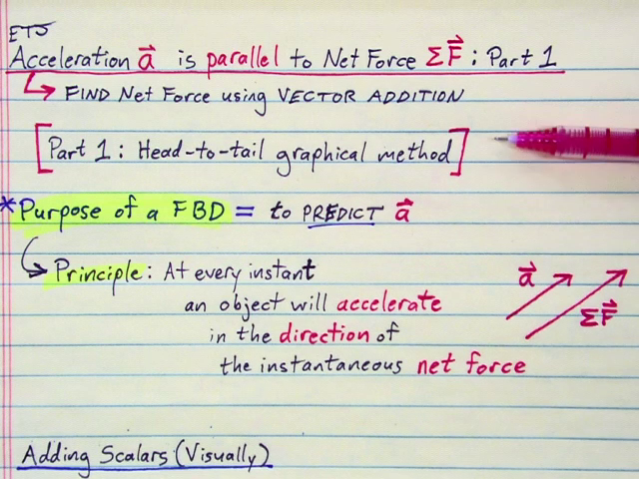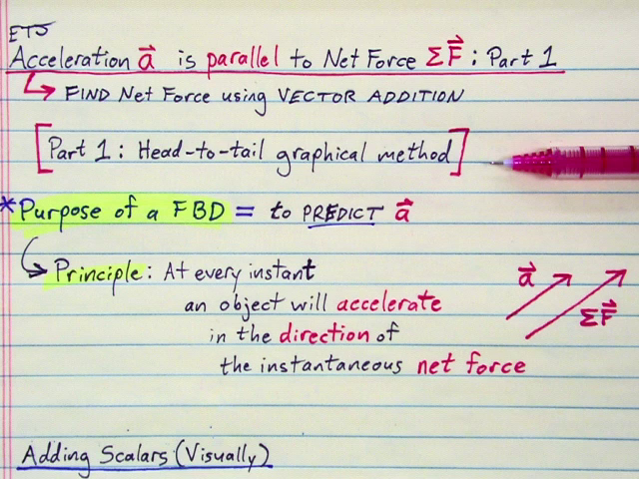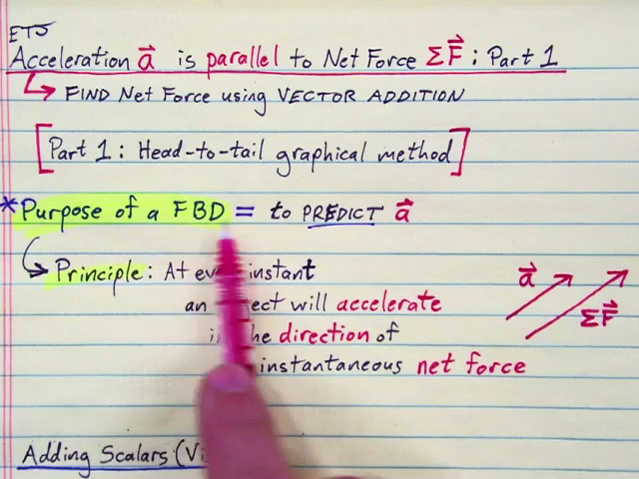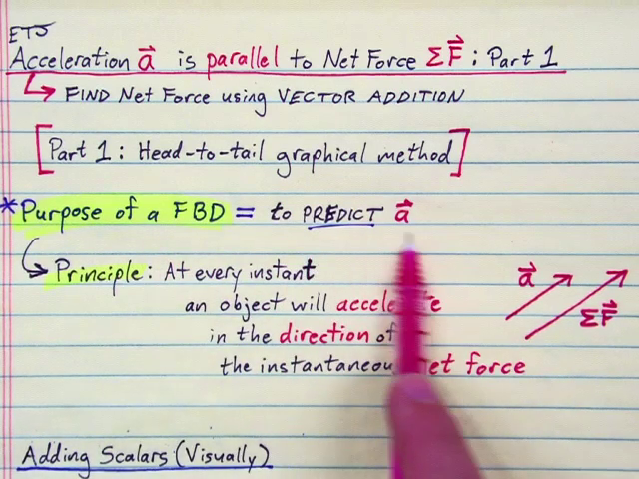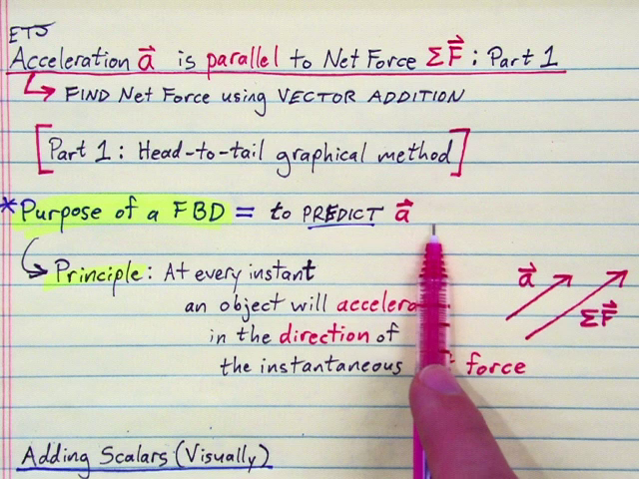What do we do with a free body diagram once we have one? We model interactions with an FBD for the following purpose. It is to predict the acceleration of the object. That's what an FBD is for.